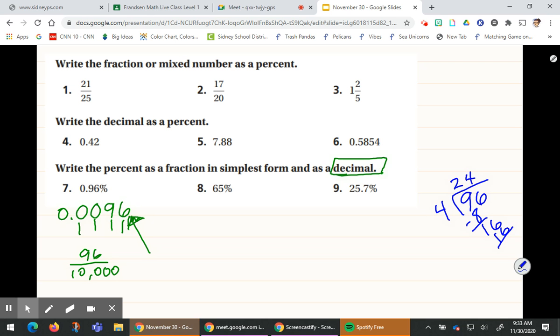24 over... Never mind, it's a 0. So then we'd have 24 over 10,000. No, we wouldn't have 24 over 10,000 because the 10,000 would also have to be broken down. Yeah. 5. 4.